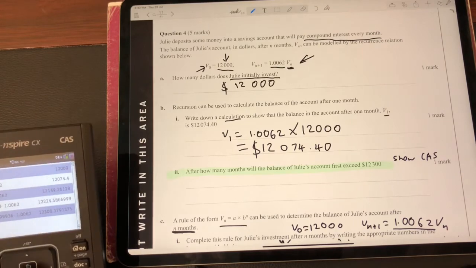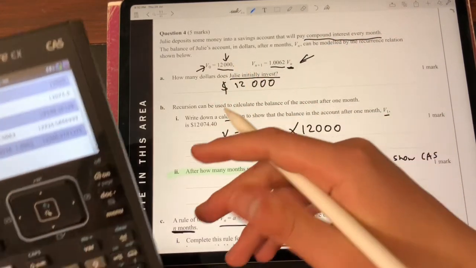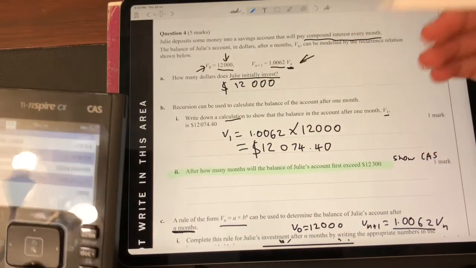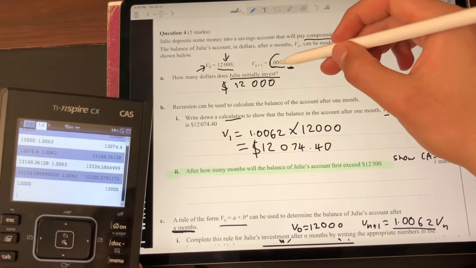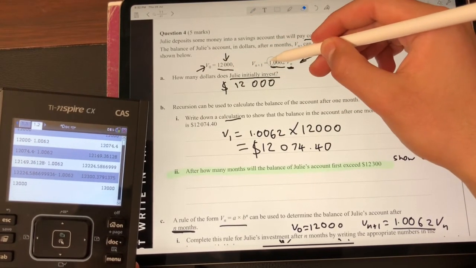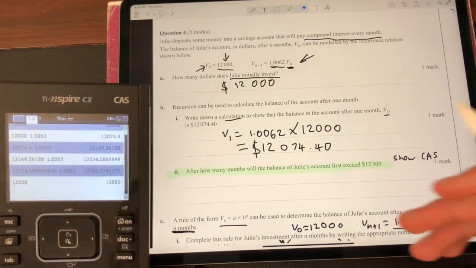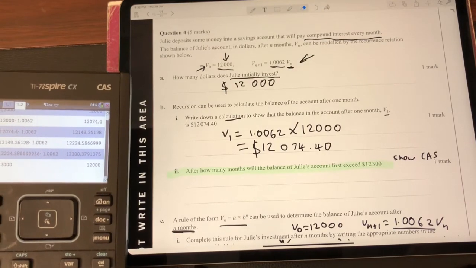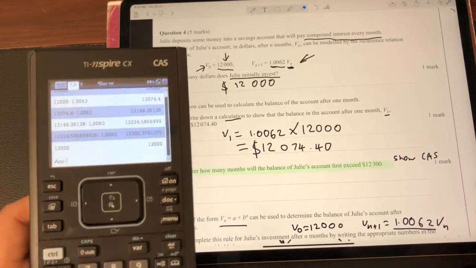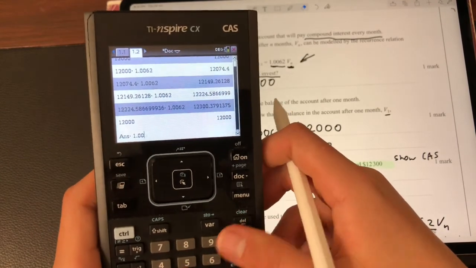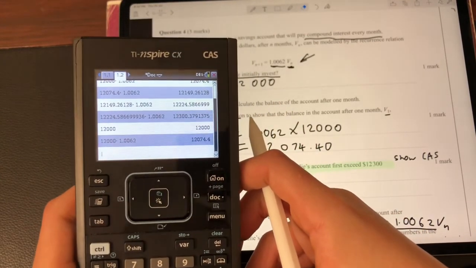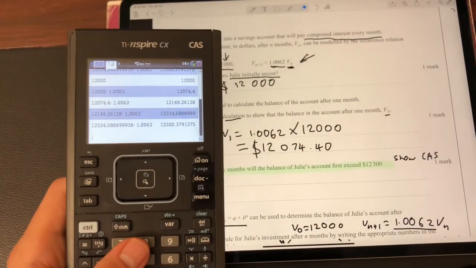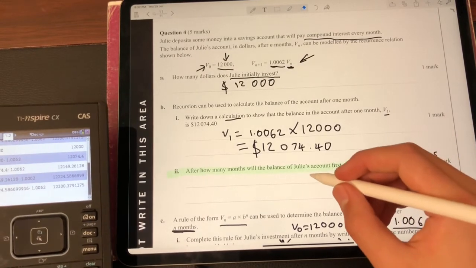For B(ii), after how many months will the balance of Julie's account first exceed $12,300? So to do this question, we know that the initial value is 12,000. So we hit 12,000 on our calculator, hit enter. And then to find the next month, we just do that multiplied by our previous value, which was V0. And that would give us the value of Julie's savings account after 1 month. So multiply 1.0062. That gives us the value after 1 month, the value after 2 months, the value after 3 months. And after 4 months, we can see over here that the value has passed $12,300. So therefore, after 4 months.